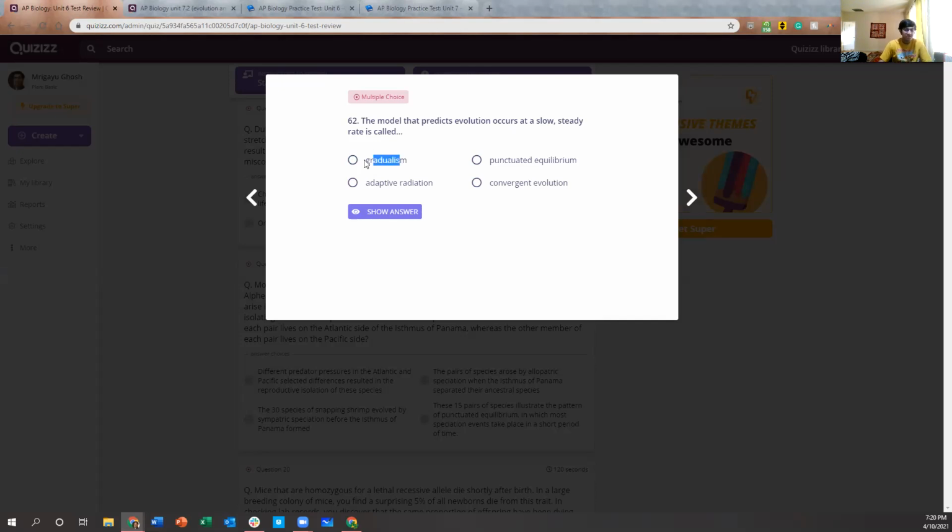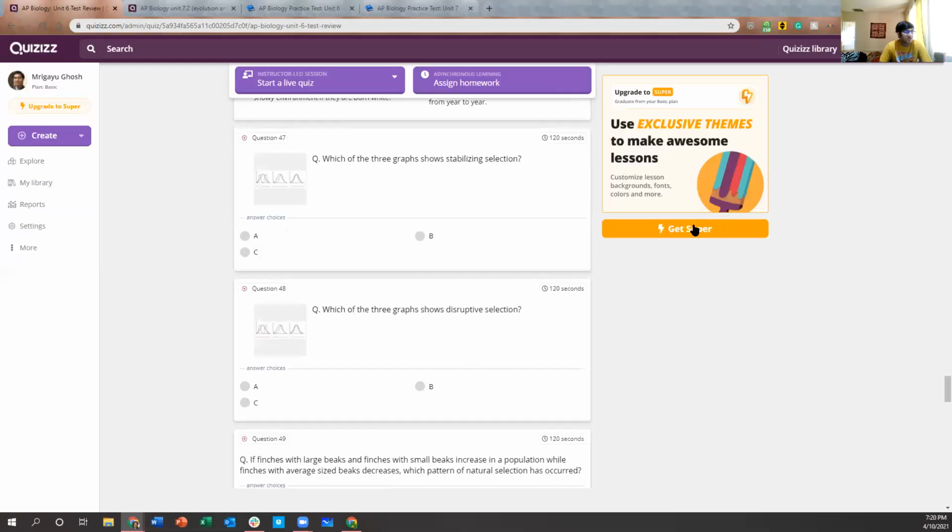I think gradualism makes more sense. Obviously, punctuated equilibrium happens once in a while. I think gradualism is the bigger trend that happens. Okay, the model that predicts evolution occurs in rapid bursts followed by long periods of no change. We just said what it is. It's punctuated equilibrium.